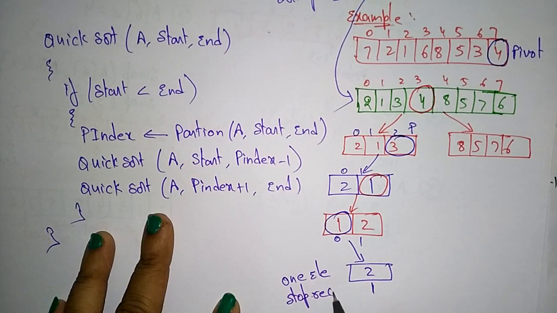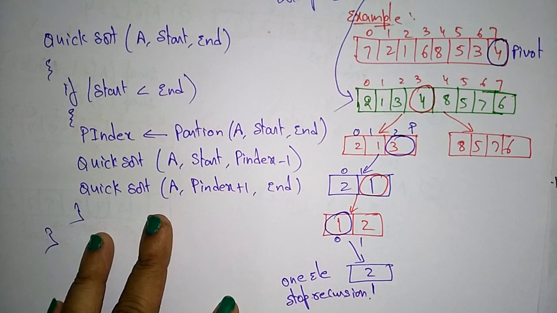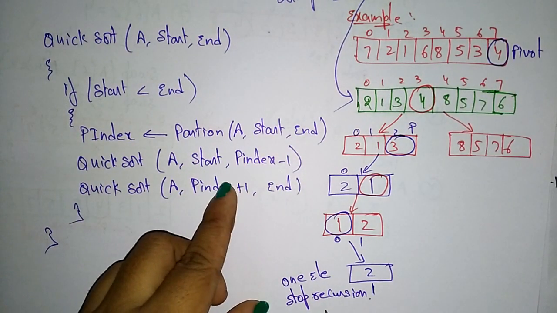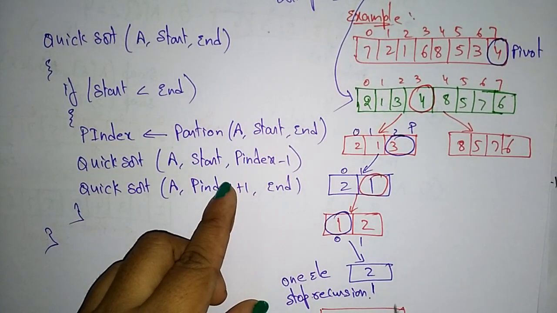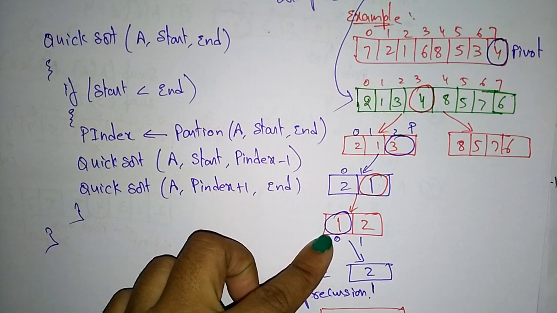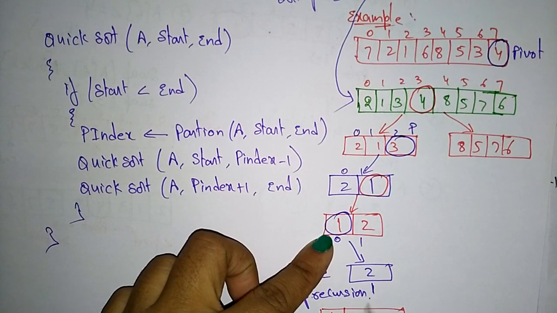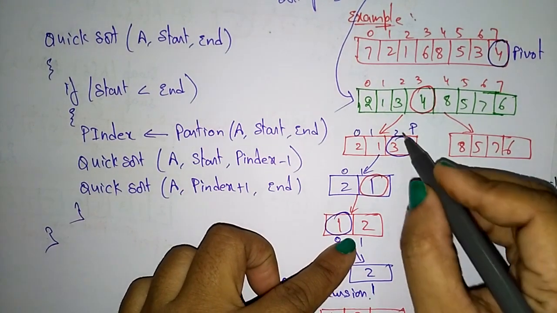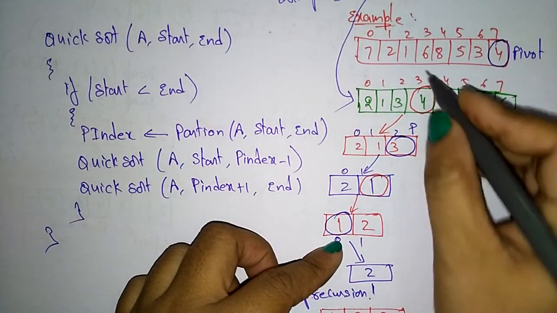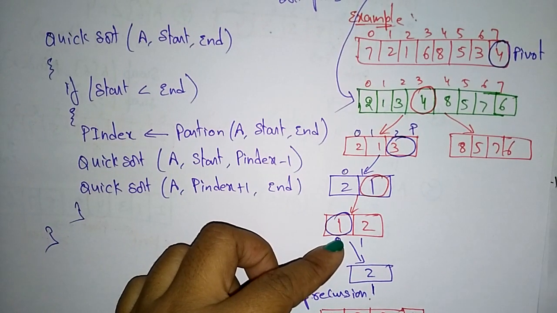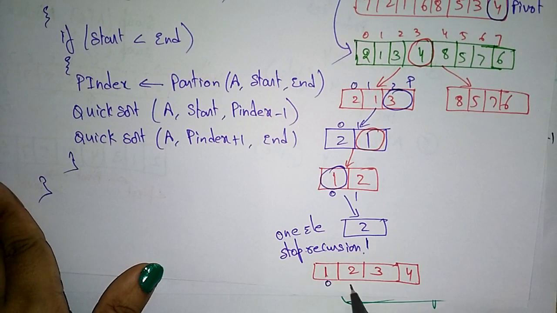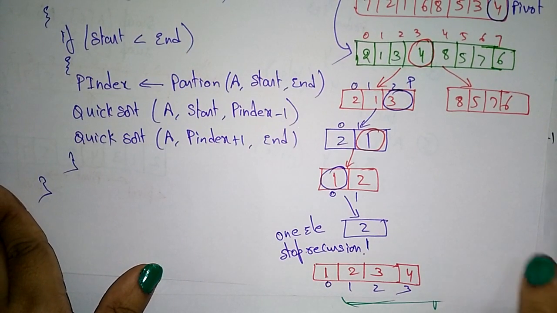Stop recursion. Okay. So this is the left hand side. So what is the sorted array I got now? At index 0 you have 1, at index 1 you have 2, and at index 2 you have 3, and the 4 is already there. So this left hand side's elements are sorted: 0, 1, 2, 3. Okay.